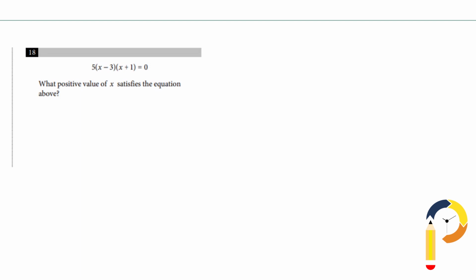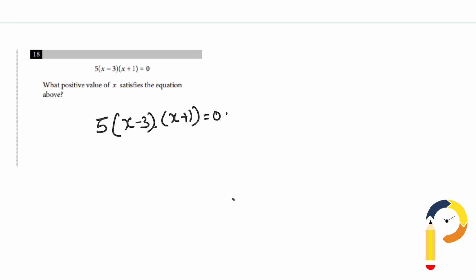Okay, now you look at this question. 5 times (x minus 3) times (x plus 1) equals 0. So you follow the zero product rule. What is the zero product rule? If the product of two or more expressions is equal to 0, that means one of the expressions is 0, or maybe 2, or both are 0, right?